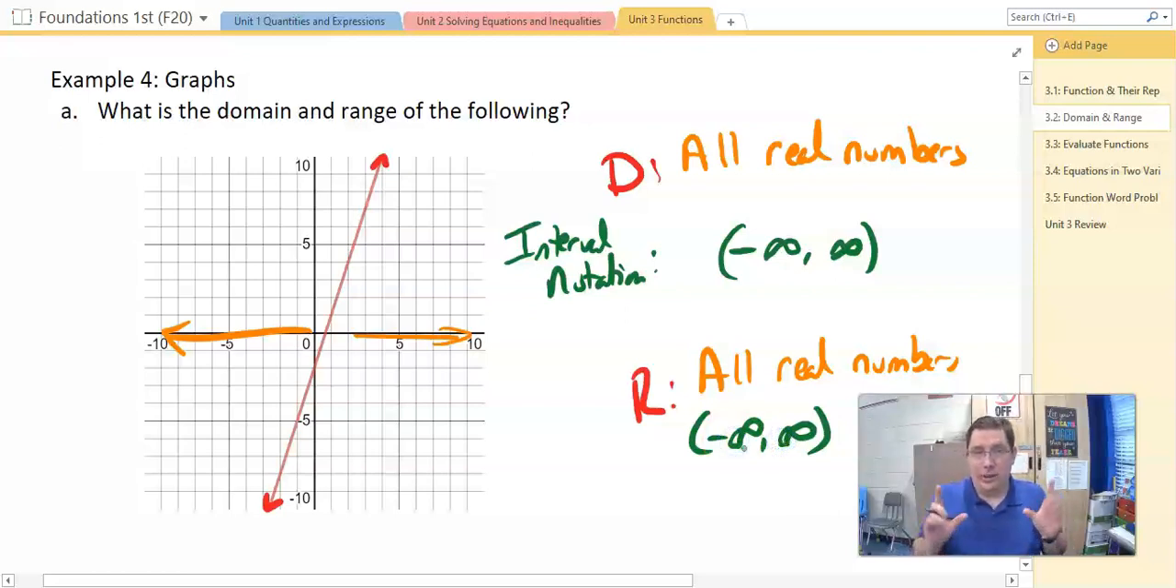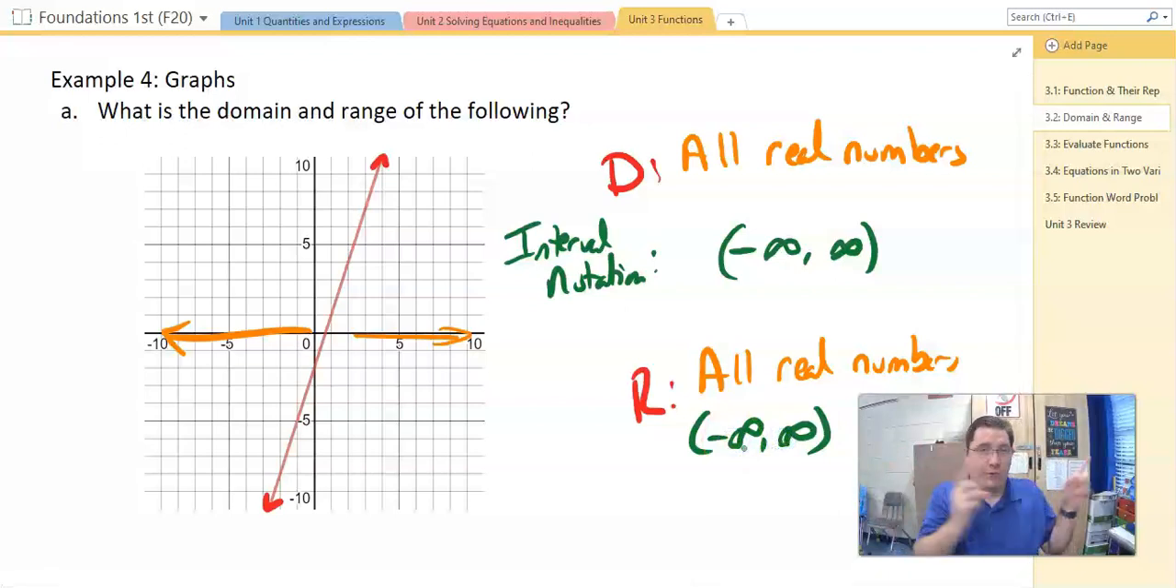Okay. So again, domain is how far left and how far right can this graph go in x. Range is how far down and how far up can this graph go in y. And if it's just a regular line, unless there's endpoints, it's all real numbers in both directions. All real numbers for the domain, all real numbers for the range.